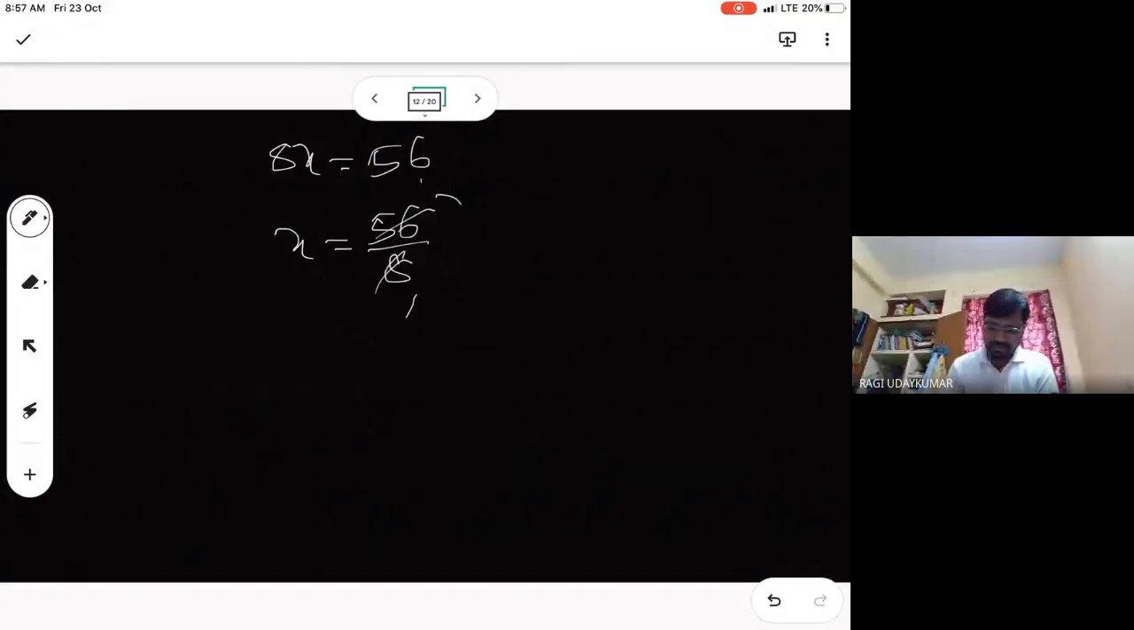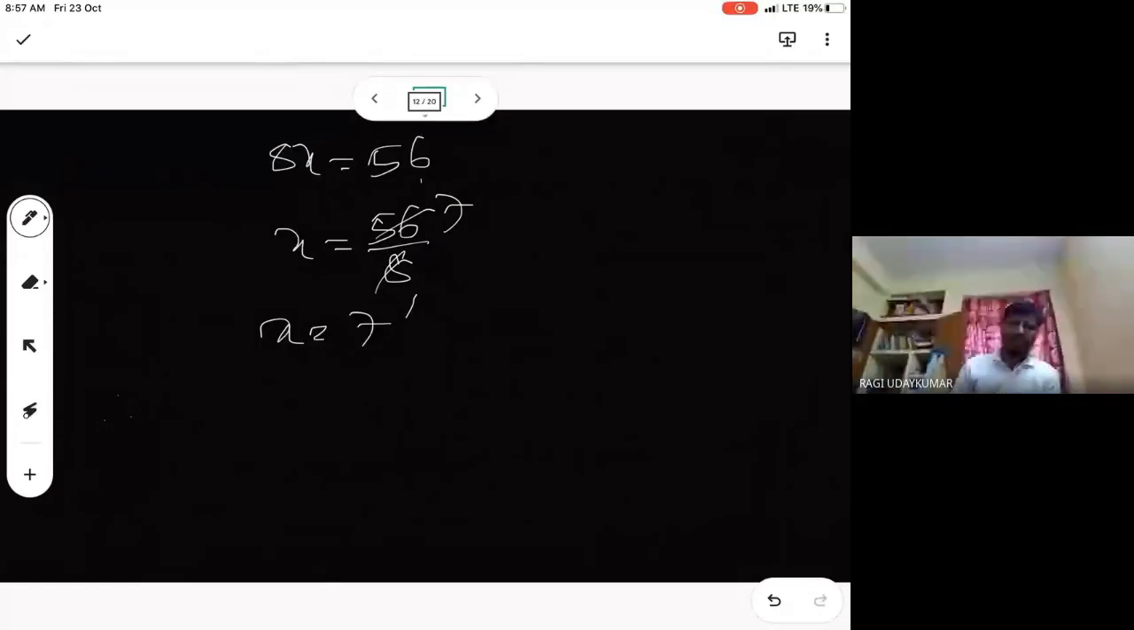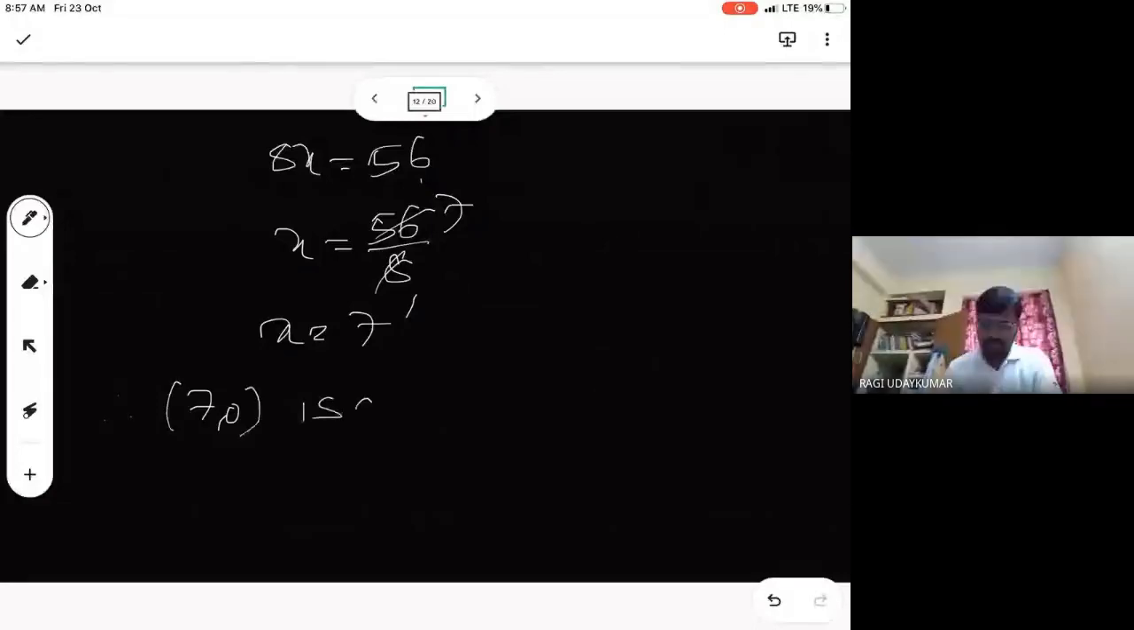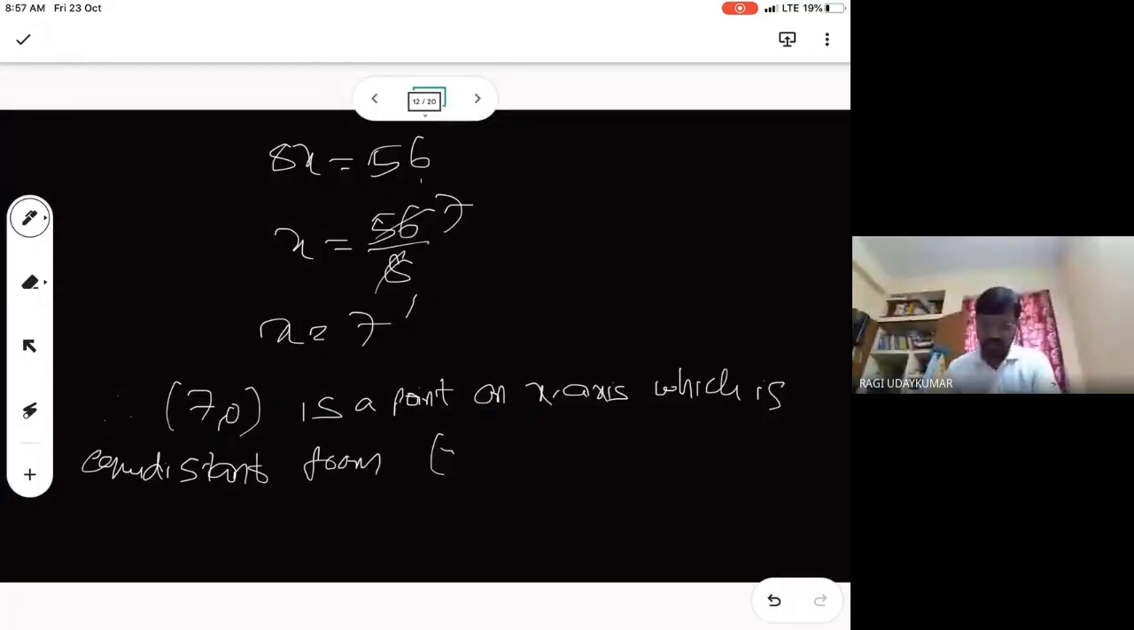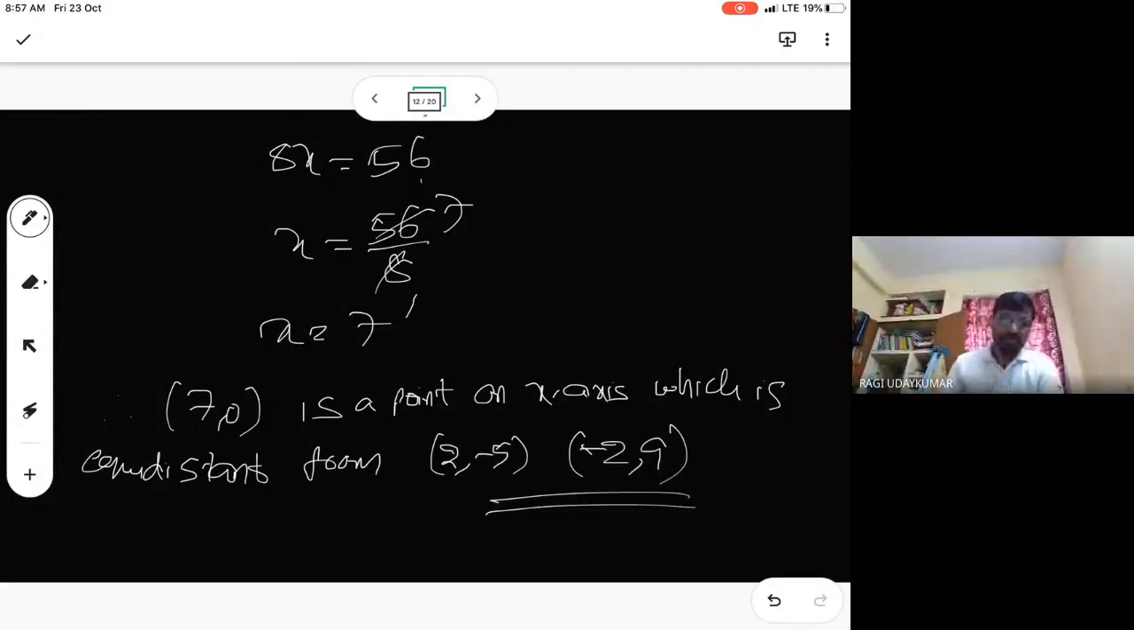8 7 से x is equals to 7 आ रहा है. तो x is equals to 7 आया, you are not supposed to leave the problem. Problem को छोड़ना नहीं. Therefore 7 comma 0 is a point on x-axis which is equidistant from 2 comma minus 5 and minus 2 comma 9. This problem. Okay, ना ये problems ज़्यादा important है.